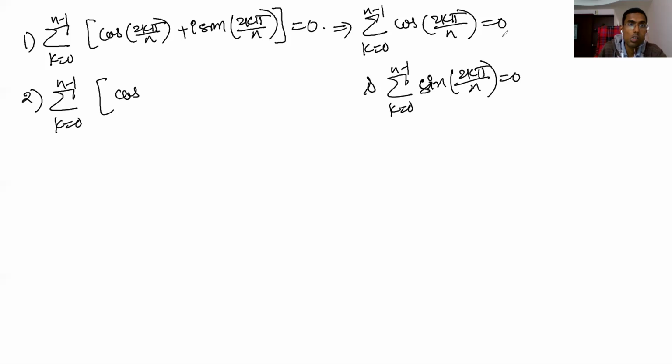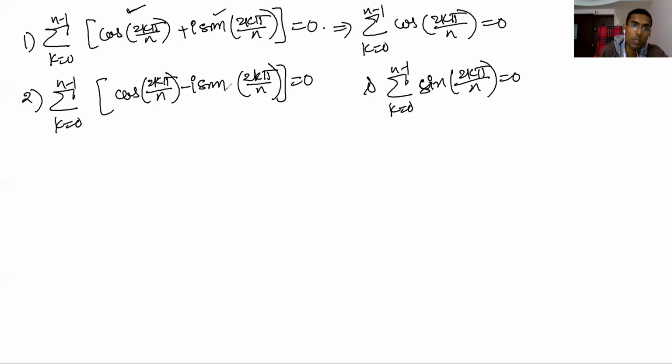Okay, here the first point is the summation for k equals 0 to n minus 1 of cos 2kπ/n plus i sin 2kπ/n, which is 0. That means the real part is 0, and also the imaginary part is 0. In this case, even if you put a minus, cos 2kπ/n minus i sin 2kπ/n also becomes 0, because the real part is 0 and the imaginary part is 0. So whether plus or minus, you get 0 only.